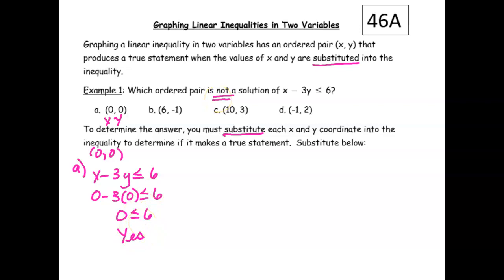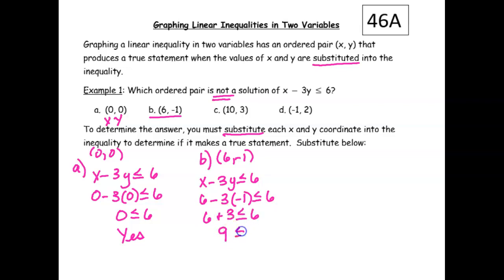We're looking for the one that is not. So B, let's substitute in (6, -1). Again, we're substituting into x minus 3y less than or equal to 6. So our x is 6, minus 3 times our y, which is negative 1. Is that less than or equal to 6? This would be 6 plus 3, so 9 is less than or equal to 6. We know that 9 is not less than or equal to 6, so that one would be a no.